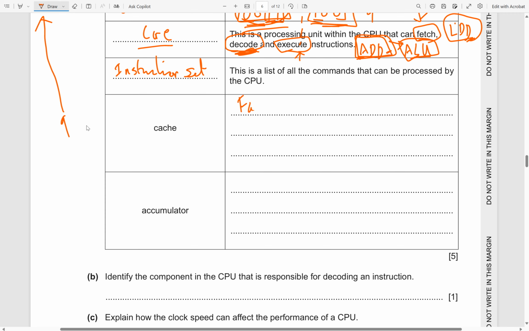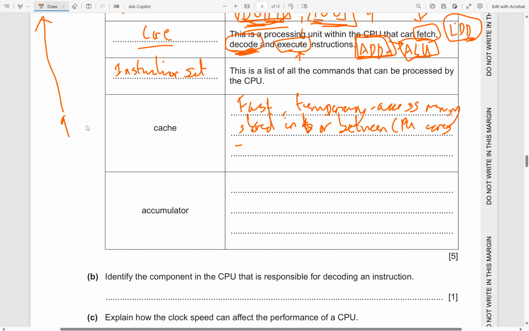Let's say fast, short term or temporary, temporary access memory. Let's say stored in, or between, or I guess shared between the cores, shared between CPU cores.